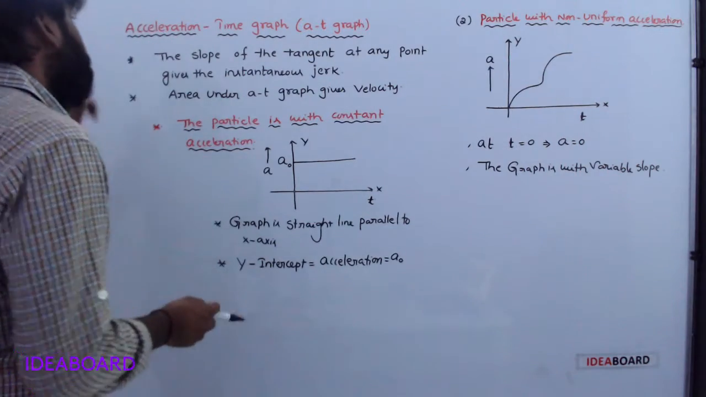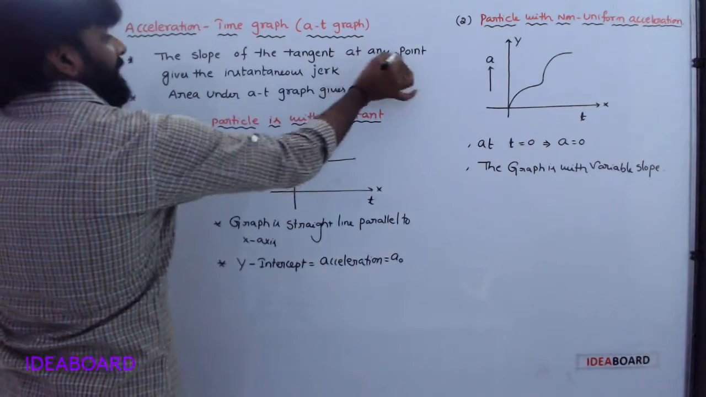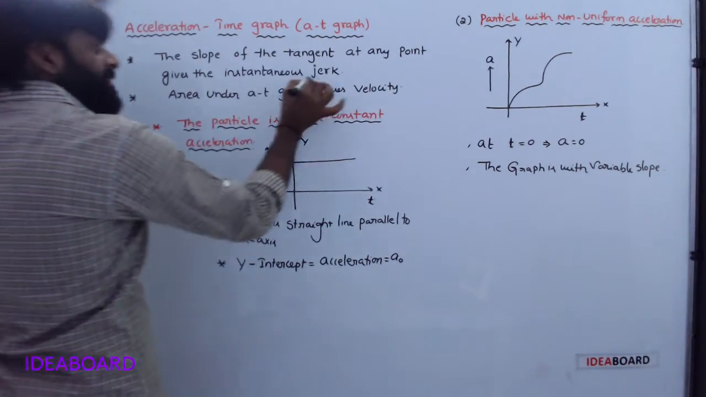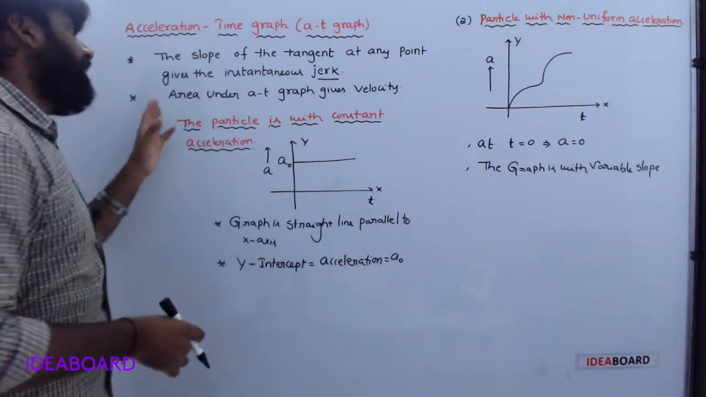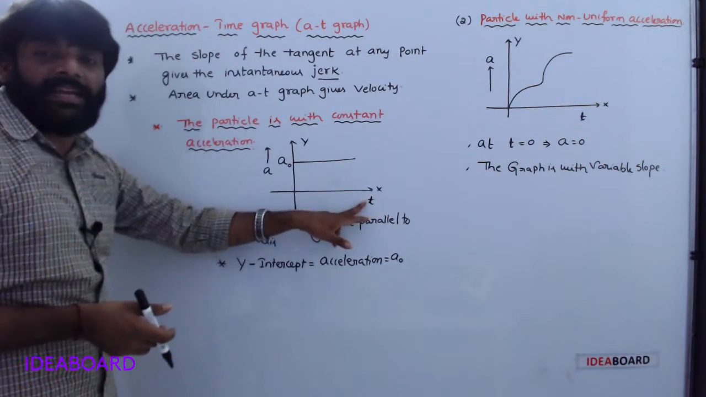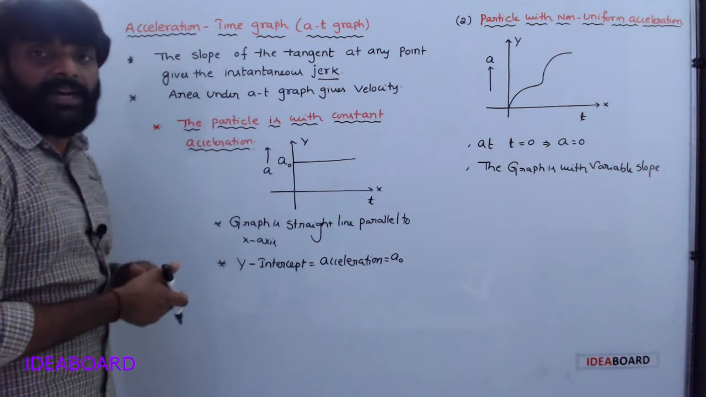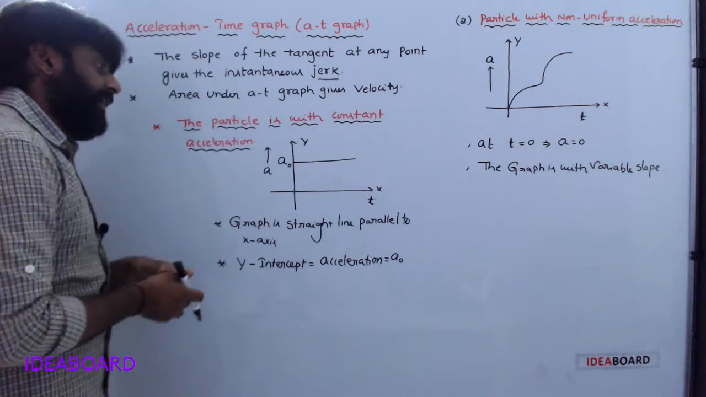So next graph is the acceleration time graph. The slope of the tangent at any point gives the instantaneous jerk. The area under the AT graph gives velocity, when time is taken on the x-axis and acceleration on the y-axis. In that case, the area gives the velocity.